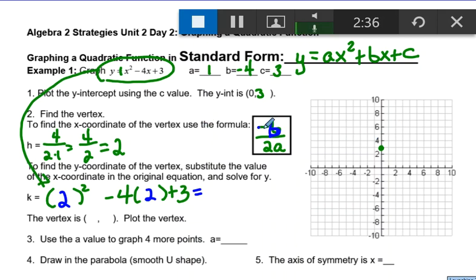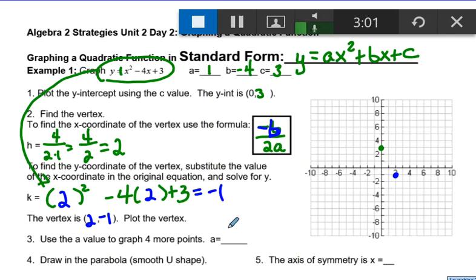So negative b. All right, so what do you guys get for 2 squared minus 4 times 2 plus 3? -1. May have got -1. Anybody agree or disagree? You got the same thing, thank you. All right, so -1. So that means the x of the vertex is 2 and the y of the vertex is -1. 2, -1, 2, -1.